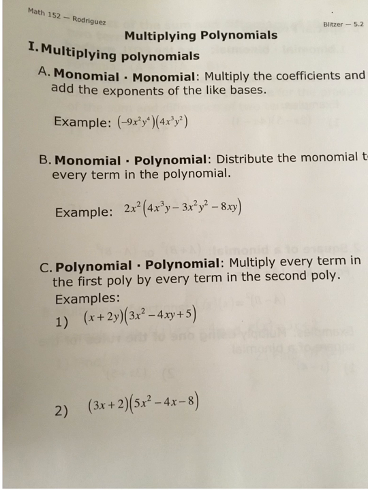So to do this, we're going to multiply our coefficient with our coefficient. So that negative 9 times the 4 gives us what? Good. Negative 36. And then we have x squared and x to the third. So what are you going to do with those exponents? Good. Add them. So we got x to the 5th power. And then you have y to the 4th and y squared. So that's going to give us what? Good. y to the 6th.